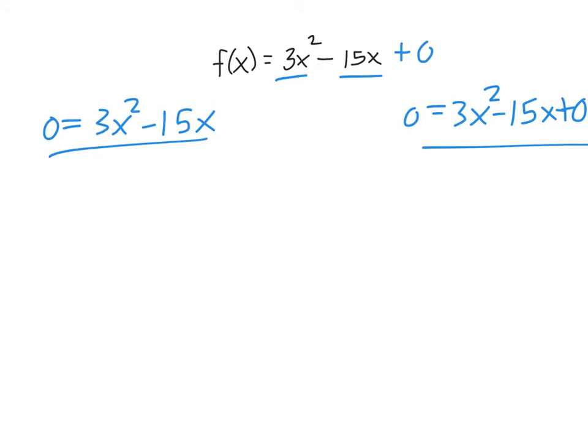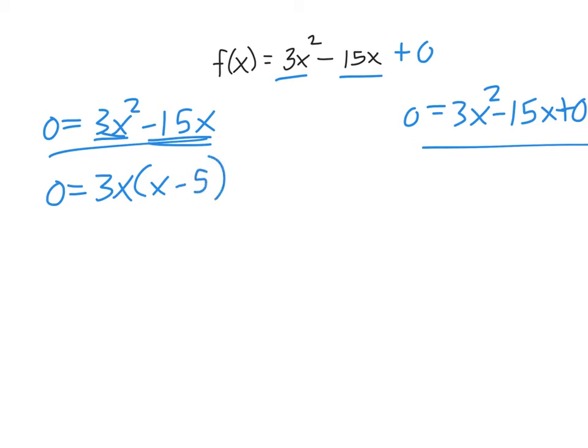These two terms have a 3 in common, right? This is divisible by 3, and this is divisible by 3. And they both also have an x in common. So I'm going to take out a 3x from this equation. So I have 0 equals 3x. And I'm doing reverse distributive property, right? 3x times what gives you 3x squared? x. 3x times x gives you 3x squared. 3x times what gives you negative 15x? And that already has an x, so I only have to include the number, the negative 5.